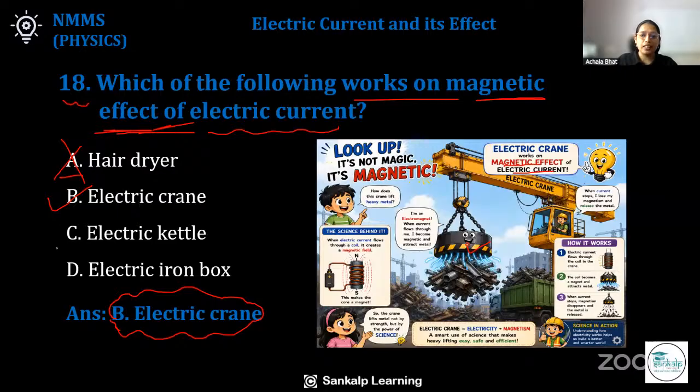The electric kettle works on again heating effect of electric current. Electric iron box, this also works on heating effect of electric current. Therefore, the correct option is option B, electric crane.